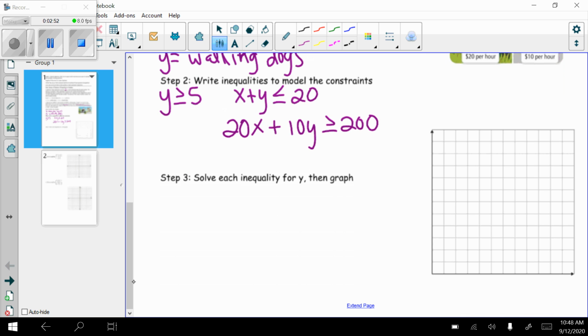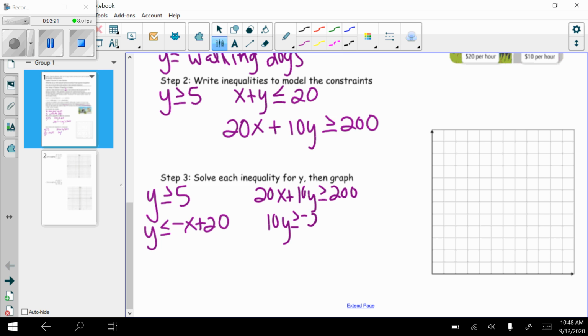Step number 3, solve each inequality and then graph. So solve each inequality for Y. Our Y is greater than or equal to 5 is already solved for Y. But X plus Y is less than or equal to 20. All we have to do is subtract X over. So I get Y is less than or equal to negative X plus 20. And then I can take the 20X plus 10Y greater than or equal to 200. Move our 20X over, so then we get 10Y greater than or equal to negative 20X plus 200. And when we divide by 10, we get Y is greater than or equal to negative 2X plus 20. These are the three that we'll graph.